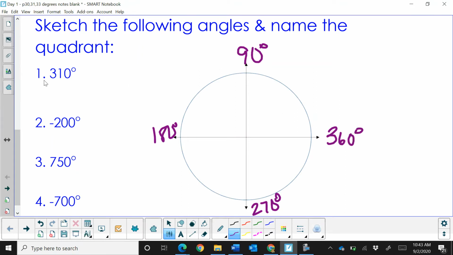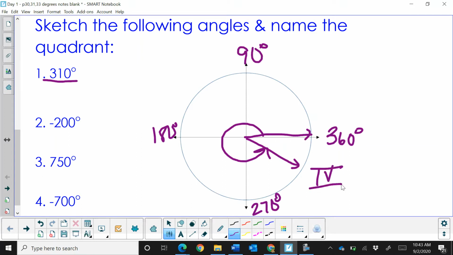So when I go to plot this angle of 310, what's it going to look like? Well, this angle is going to start and go all the way around past 270 to here. So my angle of rotation ends here. My initial side is on the x-axis. My terminal side ends in quadrant 4.